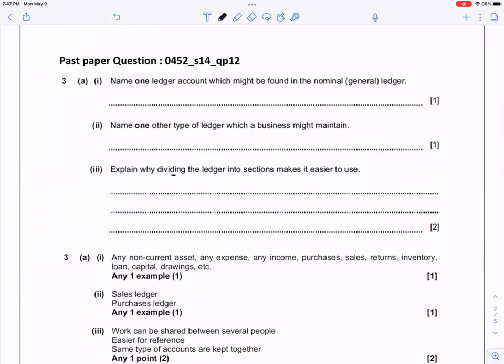Why do you divide your ledger into sections? Because it's easier to refer and work can be shared between several people. In how many sections do you divide your ledger? Four sections: sales ledger, nominal ledger, purchase ledger, cash book.